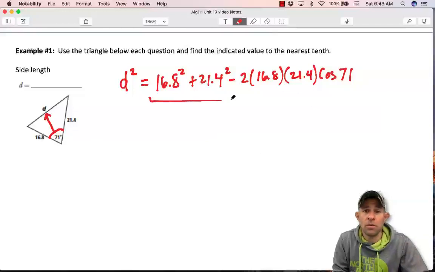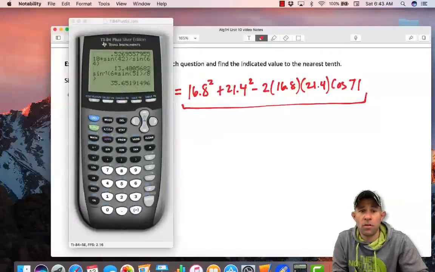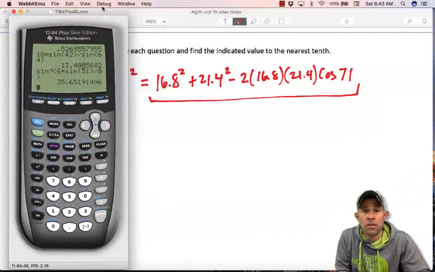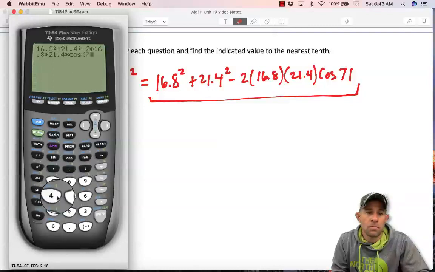Now, this is one humongous problem that our calculator can just chew up and spit out for us. So let's go to our calculator here and make sure we have everything plugged in. All right, we got everything plugged in.